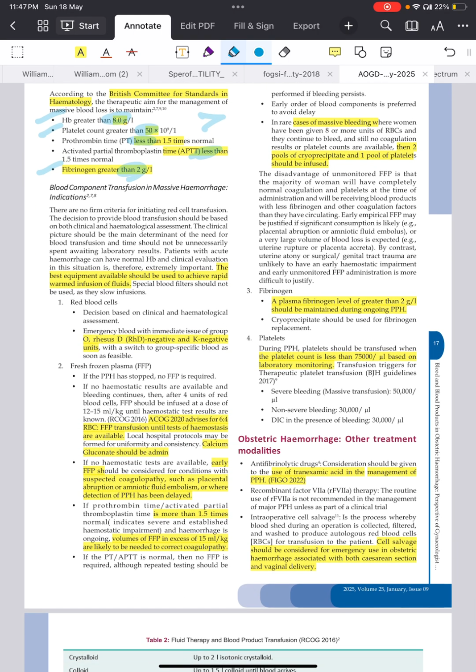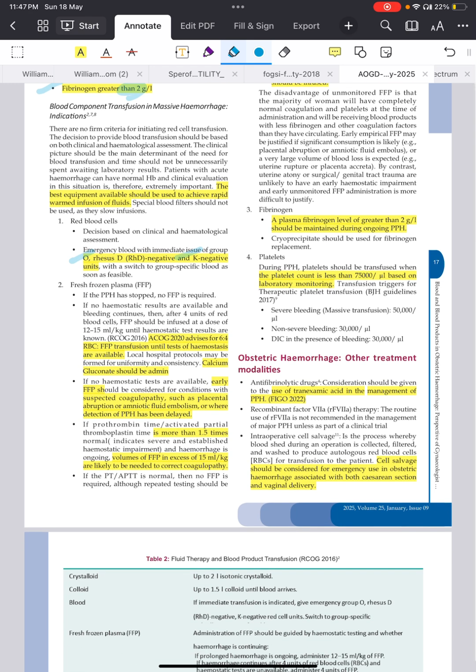Next is blood component transfusion in massive hemorrhage. See, if there is massive hemorrhage and there is no blood of the same blood group, then you can give O negative or K negative group. Okay. ACOG 2020 says that if you give 6 RBCs, then you should give 5 FFPs. Okay, this is a protocol, and when you're giving 6 RBCs, you'll give calcium gluconate as well.